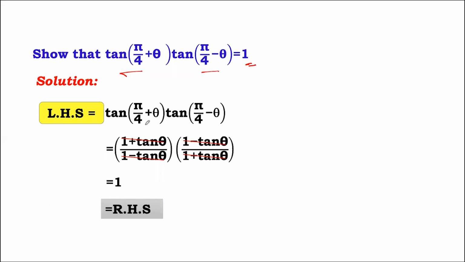Now it's very simple. We know that tan pi by 4 plus theta is 1 plus tan theta upon 1 minus tan theta, and tan pi by 4 minus theta is 1 minus tan theta upon 1 plus tan theta.